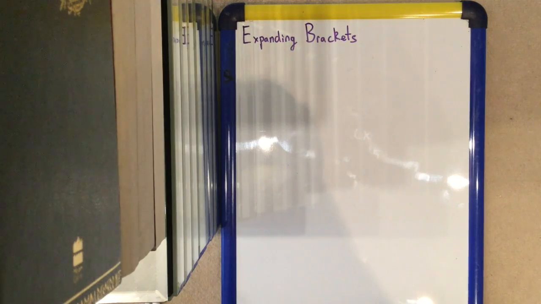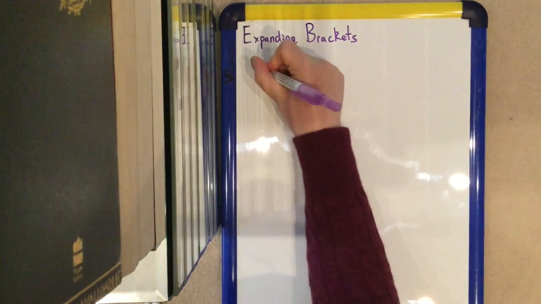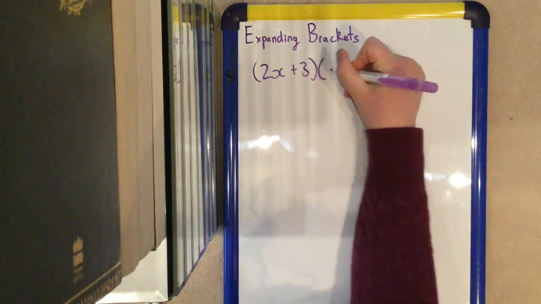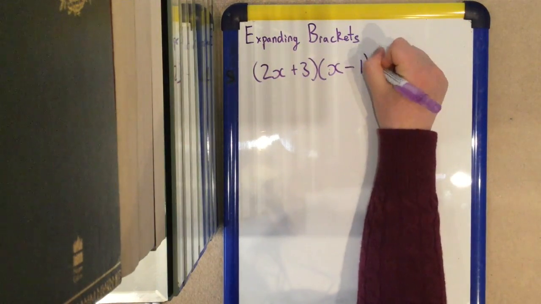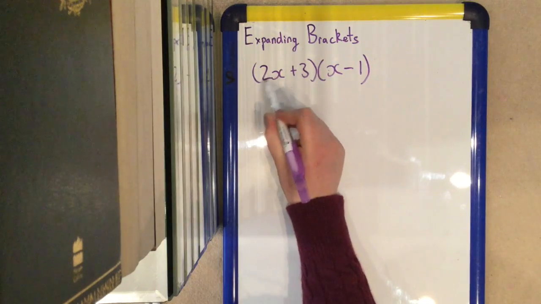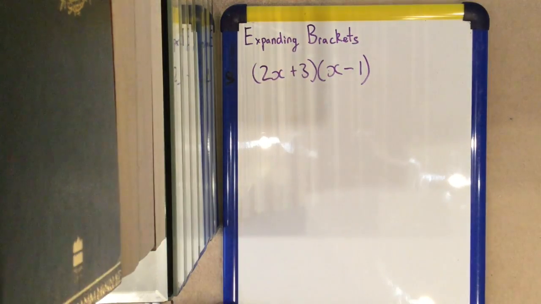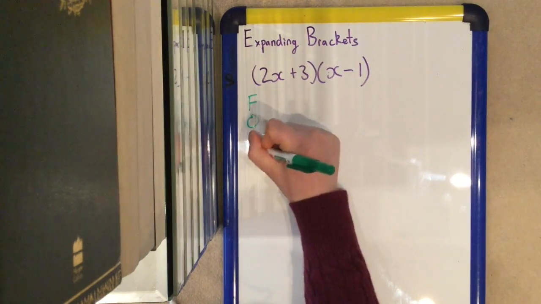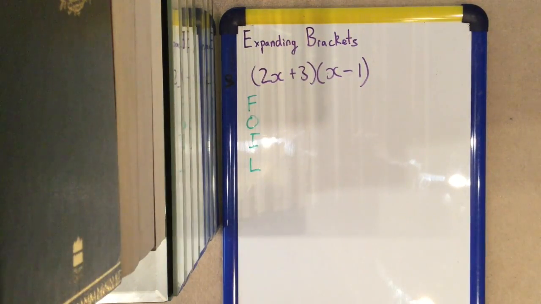The next one we're going to try is a little bit harder. We're going to look at 2x plus 3 multiplied by x minus 1. Now, as you can see, there is a coefficient of this x term, which makes things a little more complicated. We're still going to use FOIL. We just have to write them all out.